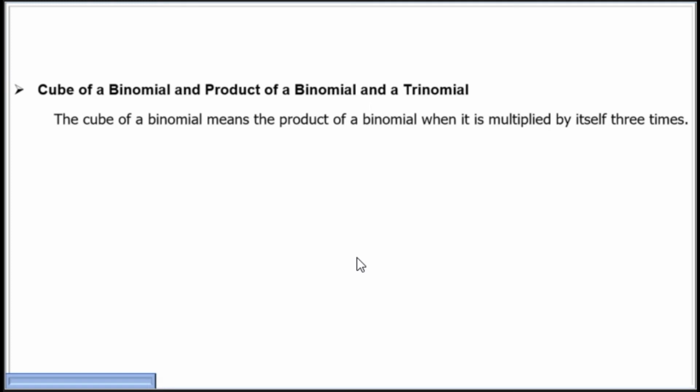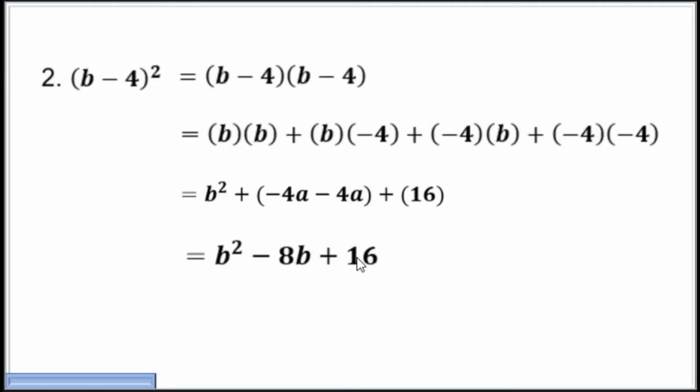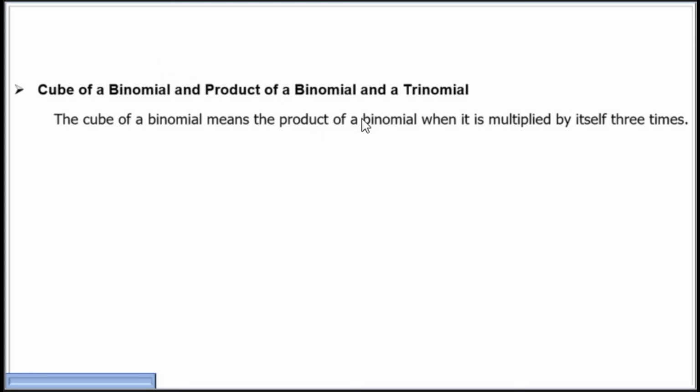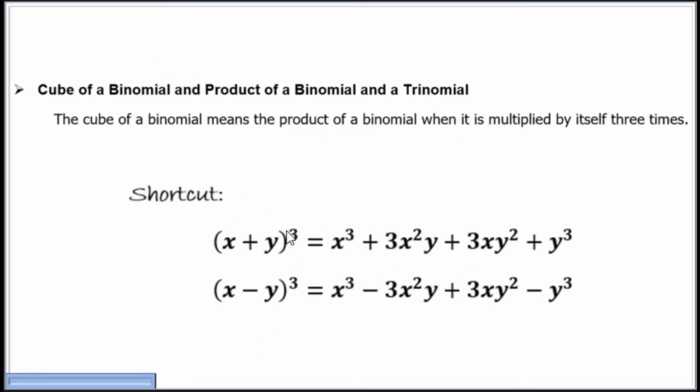Okay, next is the cube of a binomial and the product of a binomial and a trinomial. The cube of a binomial means the product of a binomial when it is multiplied by itself 3 times. So earlier it was a square; this one is multiplied 3 times. Shortcut. Cube the first term, x cubed. Next, multiply the first and the second term. Then square the first term. Then times 3 for both.